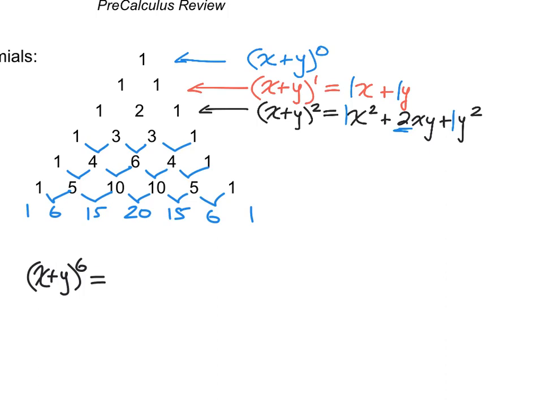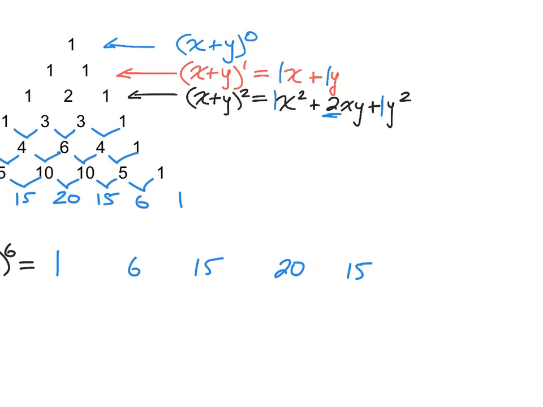Great. But how does that help me get something like what we got when we expanded x plus y to the 2nd, x squared plus 2xy plus y squared? I don't have the x's and y's. I need those. So I'm going to put in my coefficients. I'm going to give some space because I need some x's and y's in there. So 1, 6, 15, 20, 15, 6, and 1. I'm done with the triangle at this point. A little bit more room for that last one.